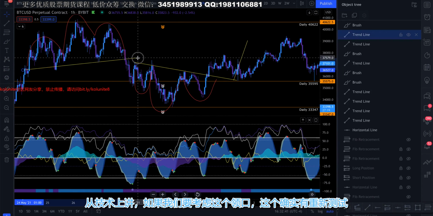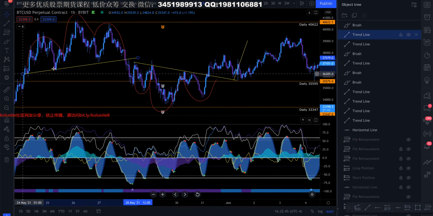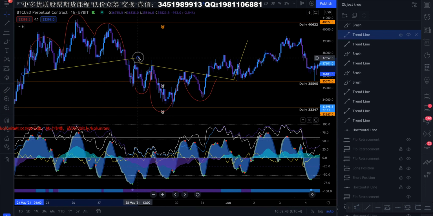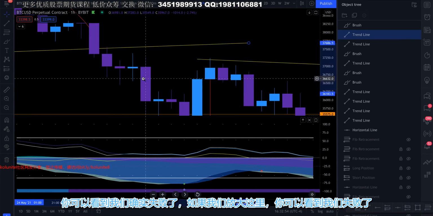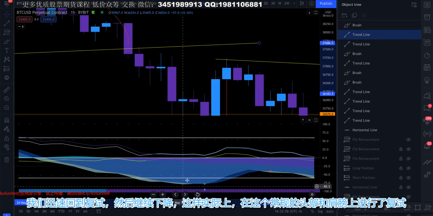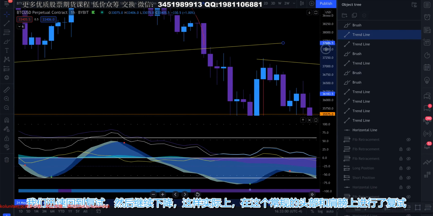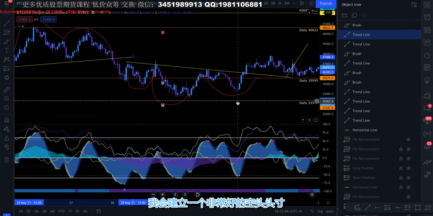This one here technically did have a retest. If we're going to consider this the neckline right here, you can see that we actually did fall through. And if we zoom in here, you can see that we fell through. We wicked back up for the retest and then continued to drop. So that one did in fact get a retest on this regular head and shoulders. That would have made for a really good short position.